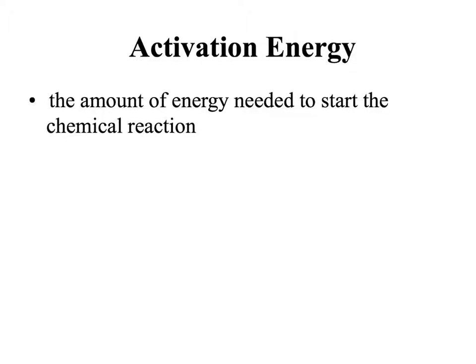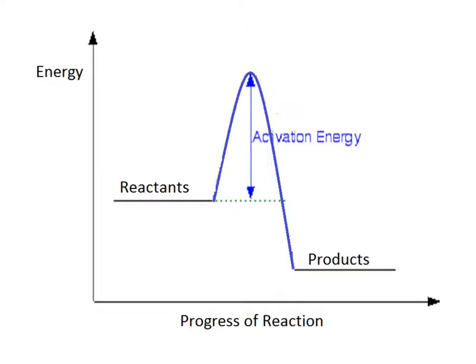Every chemical reaction requires activation energy. This is the amount of energy needed to start the chemical reaction. Enzymes work by lowering the activation energy of a chemical reaction. We can look at the activation energy on a graph.